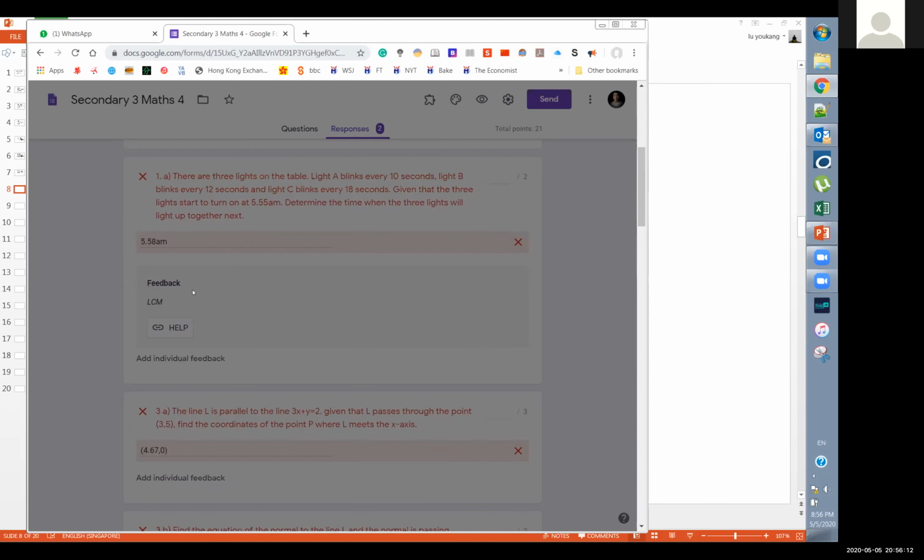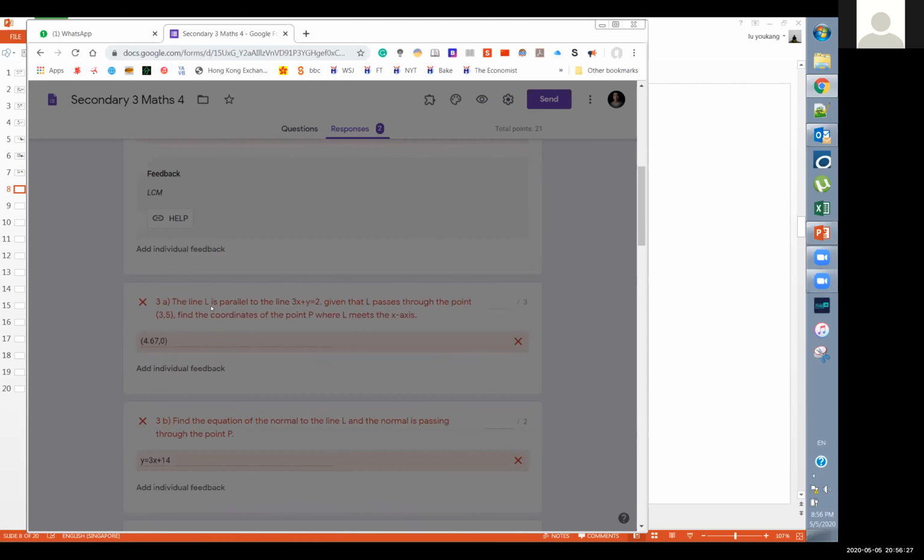I think my answer is correct. So it's okay, just find the LCM and then add to this time. The method is more important than the answer, okay? But yeah, good. Next. This part, the line L is parallel to this.